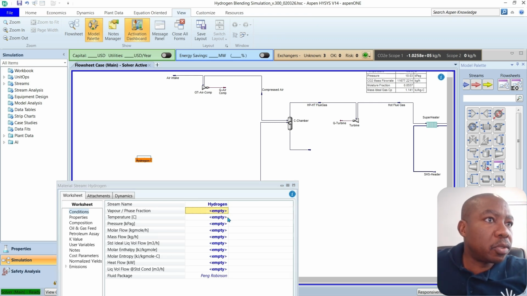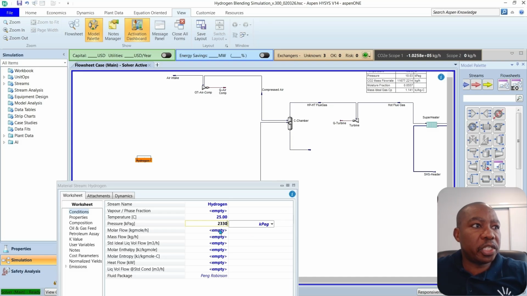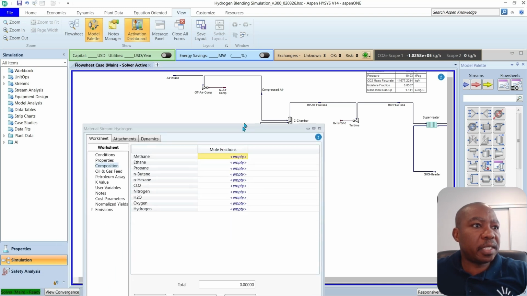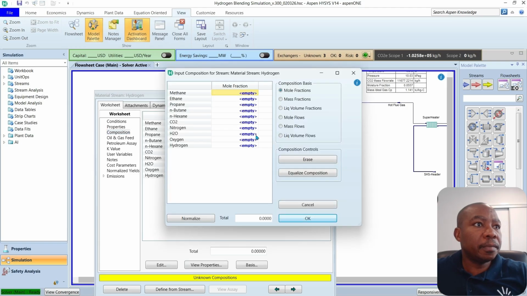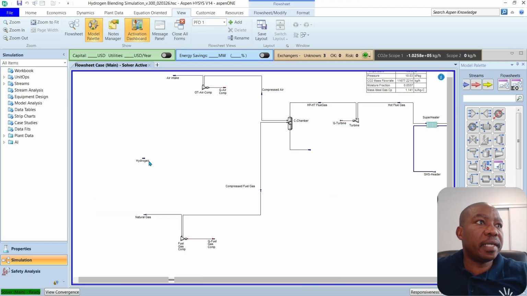And the hydrogen will be coming at room temperature because it will be coming from storage, 25 degrees, and the pressure will be 2330. This is the same pressure as the compressed air and the fuel gas pressure. And at the moment we don't know how much hydrogen we actually need, so we're just going to pick 1 kilogram per hour for now to get the stream to converge, and then we'll work out what the mass flow rate needs to be. And then from a composition perspective, this is clean 100% hydrogen, so the mole fraction is just going to be 1. I'm going to enter 1, okay, and then you can see the whole stream is now fully specified, right?